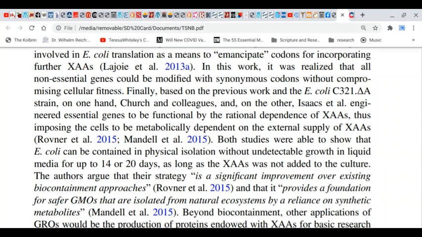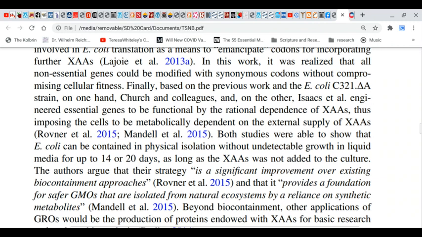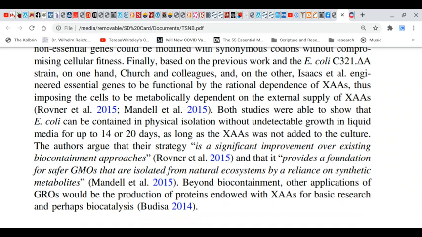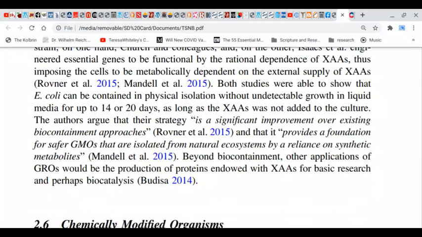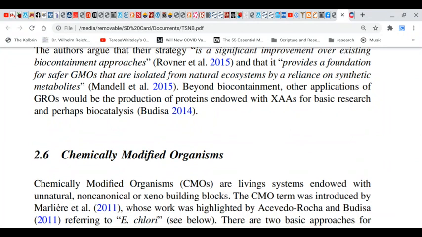to the culture. The authors argued that their strategy is a significant improvement over existing biocontainment approaches, and that it provides a foundation for safer GMOs that are isolated from natural ecosystems by reliance on synthetic metabolites. Beyond biocontainment, other applications of GROs would be the production of proteins endowed with XAAs for basic research and perhaps biocatalysis.